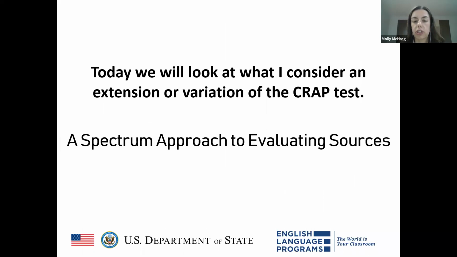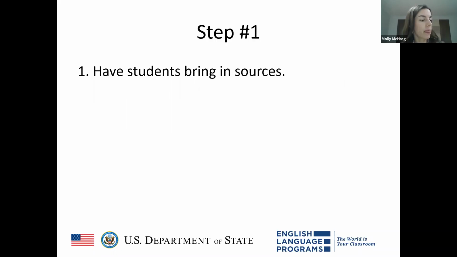Okay, and so today, what we are going to look at is what I consider an extension or a variation of the CRAP test. I personally call this a spectrum approach to evaluating sources. The CRAP test, like I said, is like a checklist. Does it have the C, the R, the A, the P? But in this activity that I'm going to present to you tonight, it's more of a spectrum or a line, and I'm going to show that to you now. The specific activity I've broken down into steps.